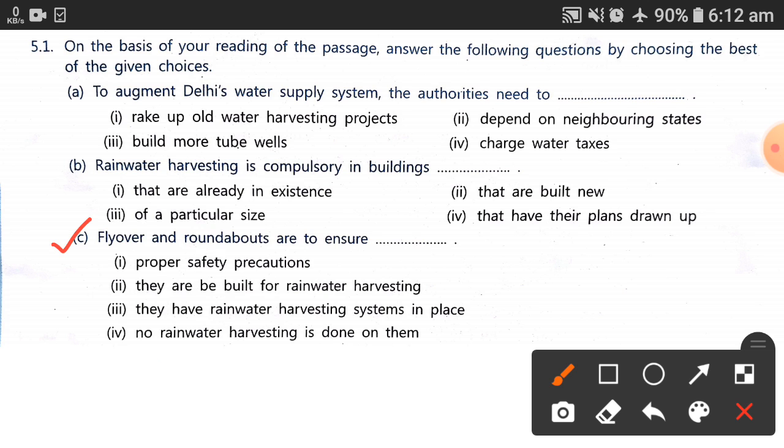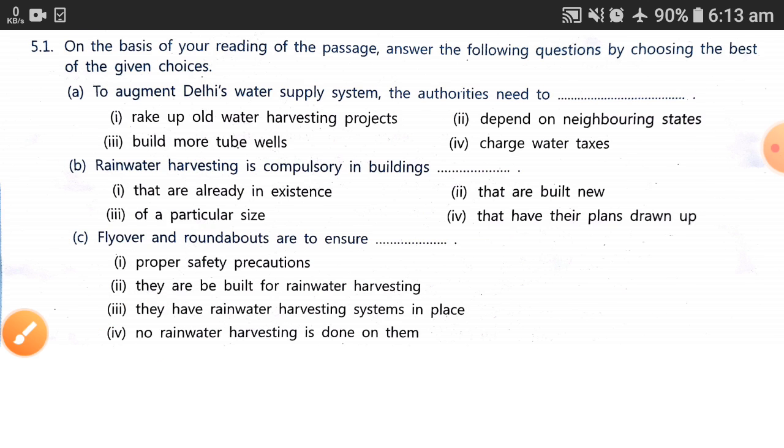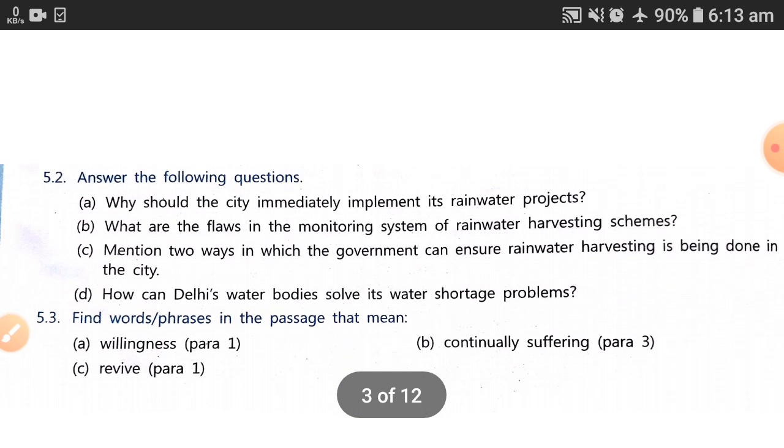Hope you all have selected. Flyovers and roundabouts are to ensure. So which option is the most appropriate option for this blank? Option number third is the most appropriate option for this gap. Flyovers and roundabouts are to ensure they have a rainwater harvesting system in place. Okay, so these are three questions, and the most appropriate options for these three questions have been solved. Hope you all have also matched your answers with these answers. Now let's see some more questions and their answers.